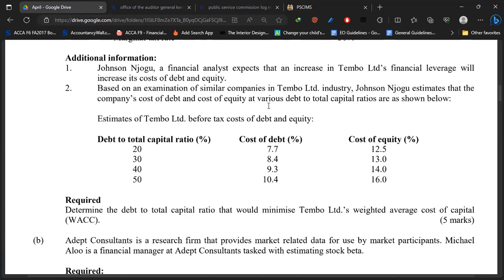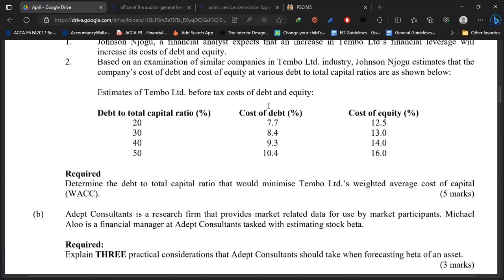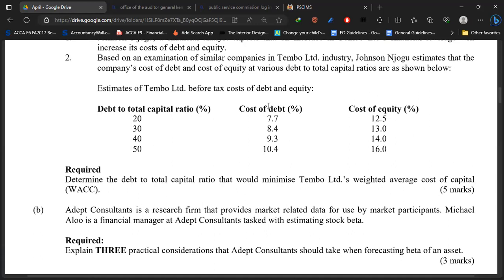So we are being given the debt to total capital ratio, 20 to 50, the cost of debt provided there. We have the cost of equity provided in percentages there also. Now, the required, we are being told there, is to determine the debt to total capital ratio that would minimize Tembo Limited's weighted average cost of capital. And we are given 5 marks there.